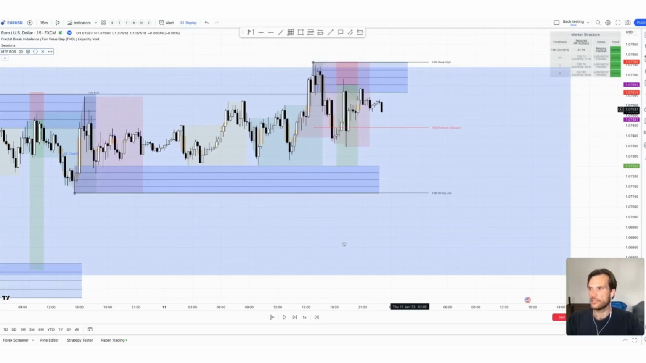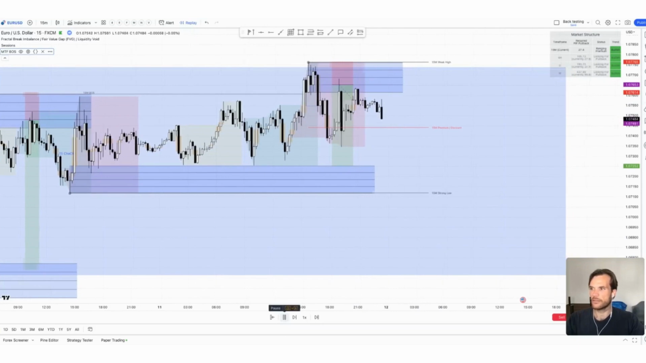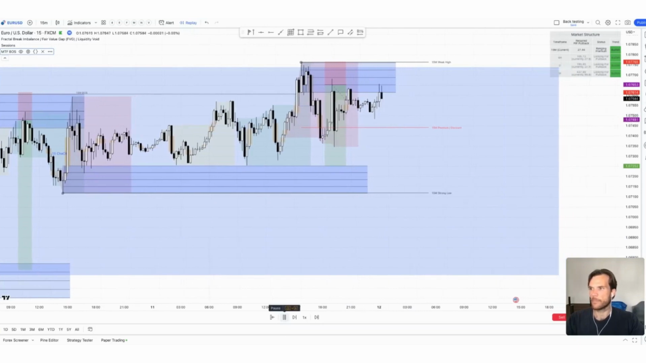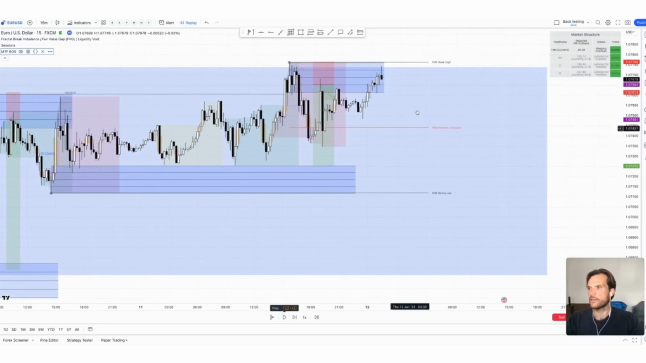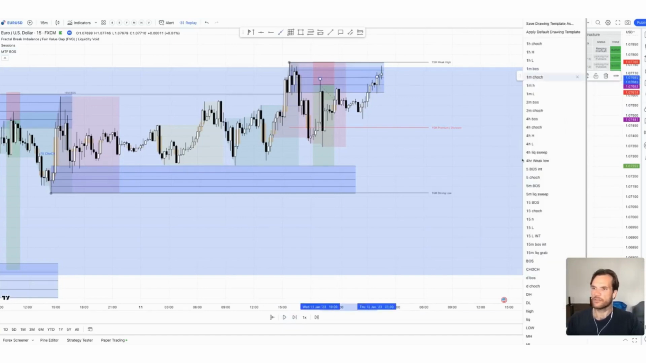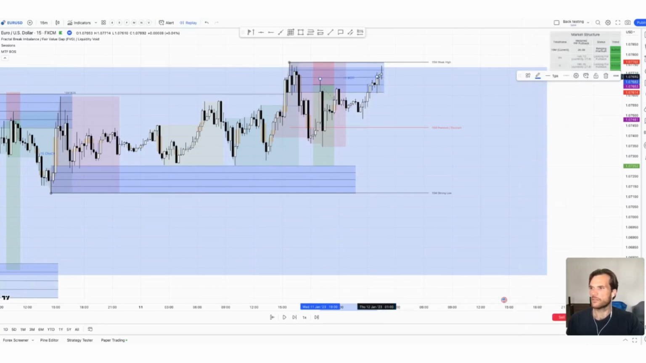There's not really any structure breaks that I'm happy with right now, so we'd be taking out break even on that. We've now got this structure break, and we're pretty close to taking the highs. I'm going to call it breaker structure, but it's more internal.